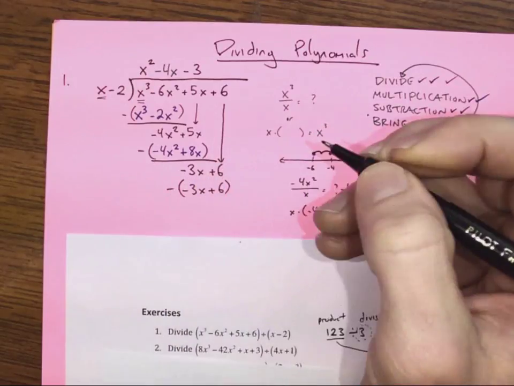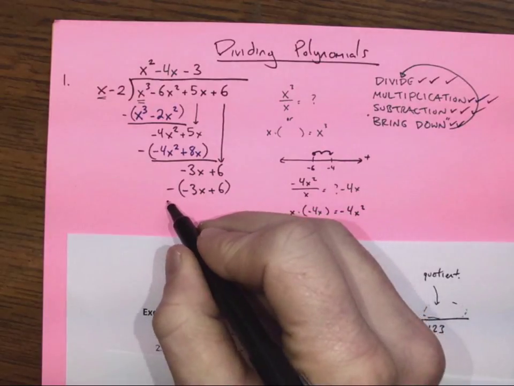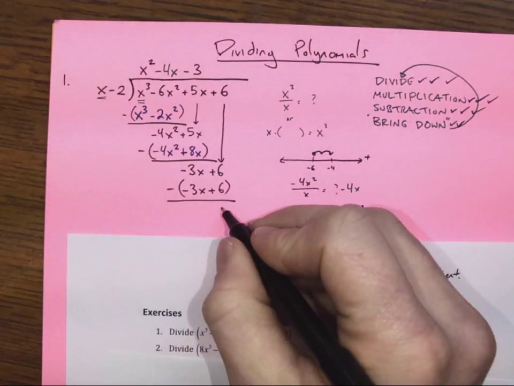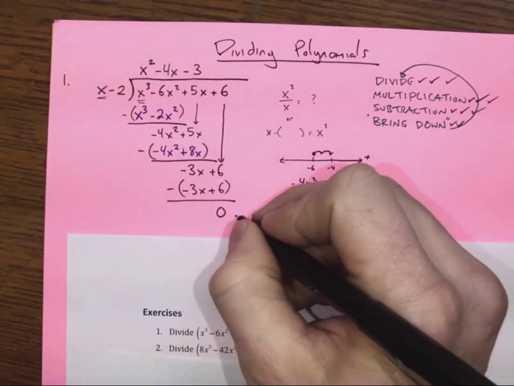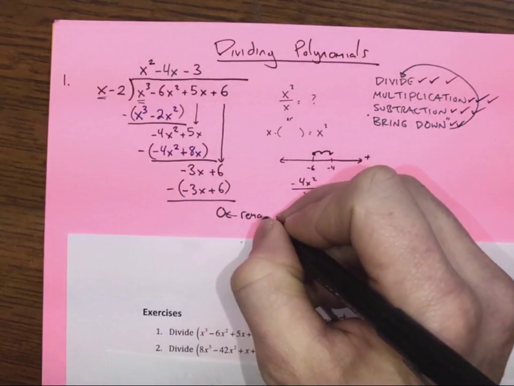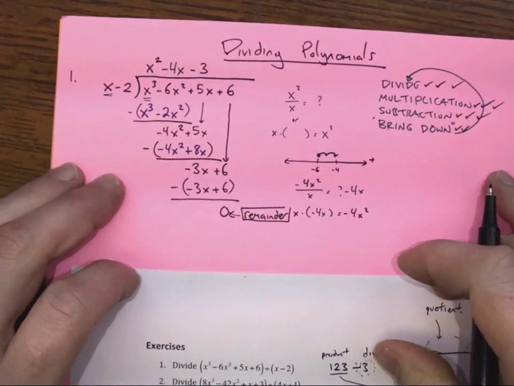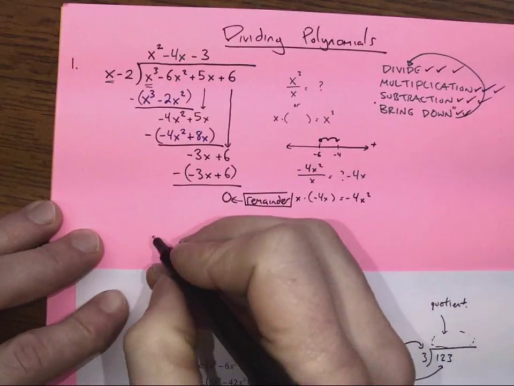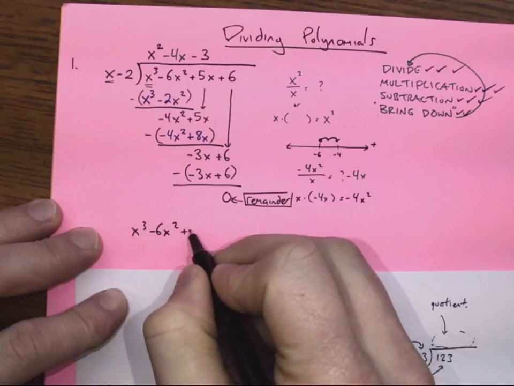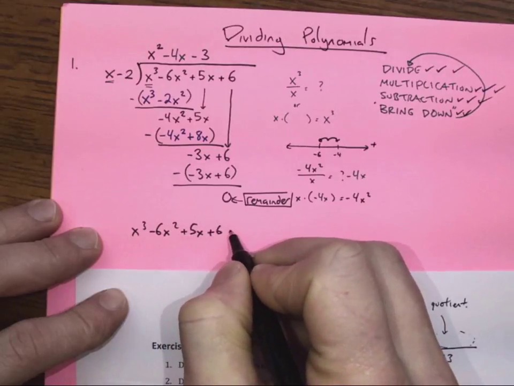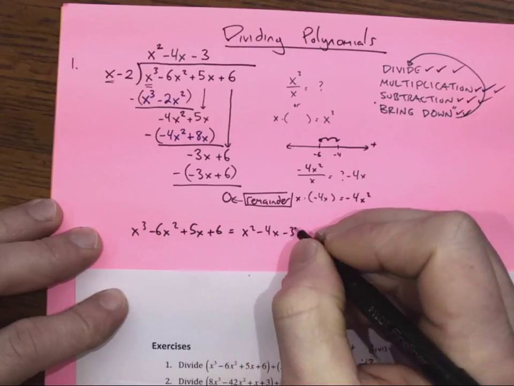And we're going to subtract both of those. It's a multiplication step down, and now we're doing a subtraction. When we subtract these, we end up with 0 because these are the exact same terms. And so this is the remainder. So this tells us that x cubed minus 6x squared plus 5x plus 6 is really equal to x squared minus 4x minus 3.